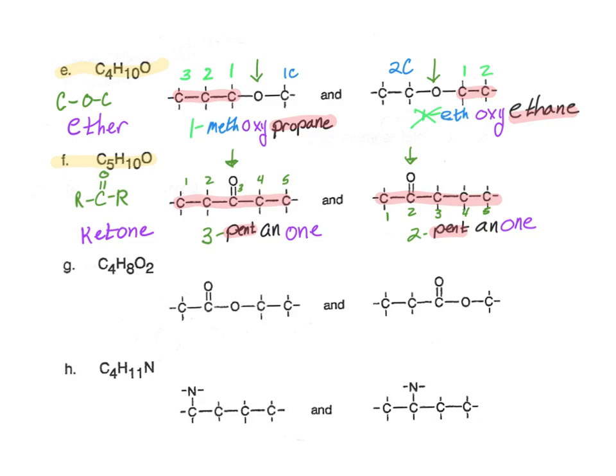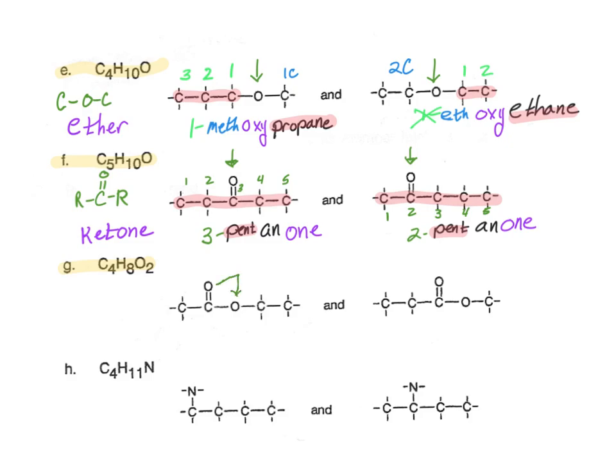Let's go on to letter G, which has the molecular formula C4H8O2. They both have the same molecular formula, so that means that they could theoretically be isomers. They could be the same, but they are probably isomers. Let's go ahead and check them out. Let's look for our functional group.